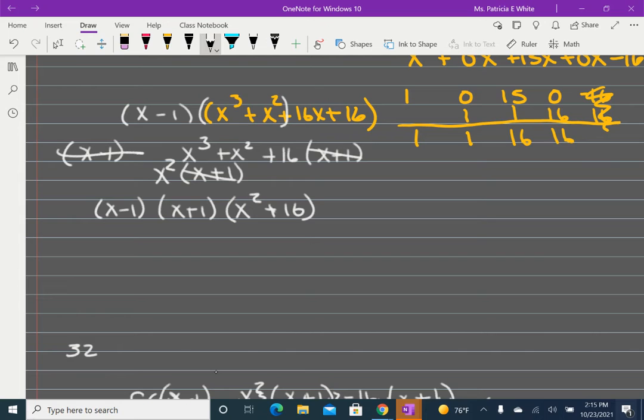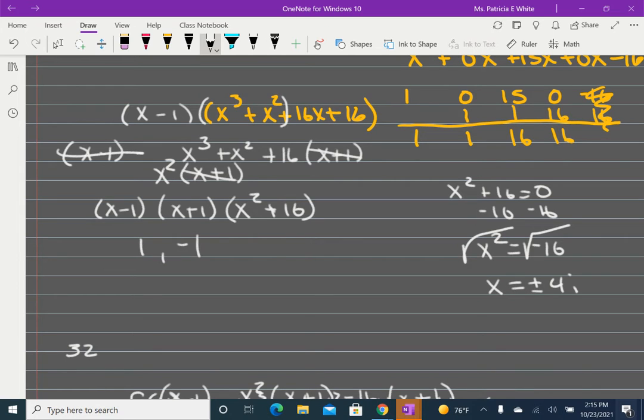Now, if that had been a minus, I could break that down to the difference of squares with an x plus 4 and x minus 4, but it doesn't because it's a plus. So that would be x squared plus 16 equals 0. Getting rid of that 16, x squared equals a negative 16. And I would have x is equal to plus or minus 4i, right? They would be complex solutions, not real. So my solutions are going to be 1 and negative 1. This is my factored form.